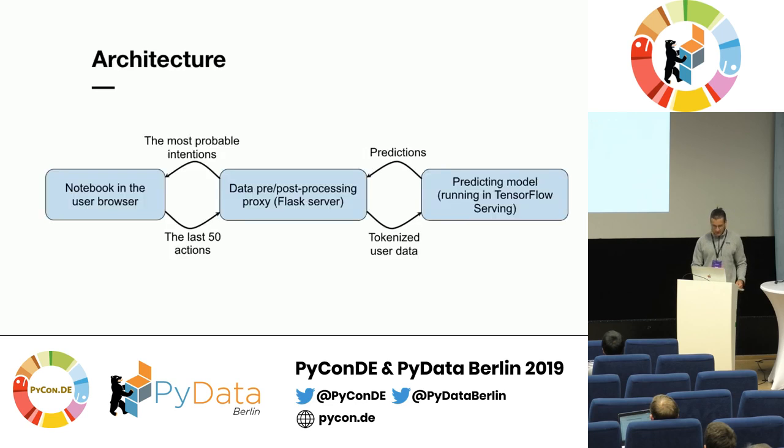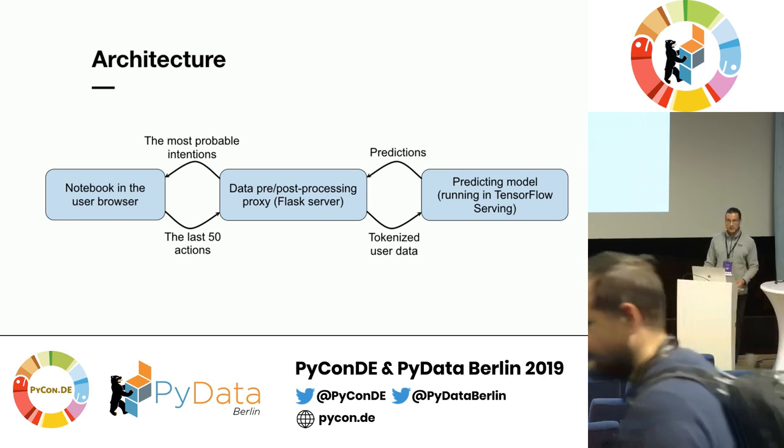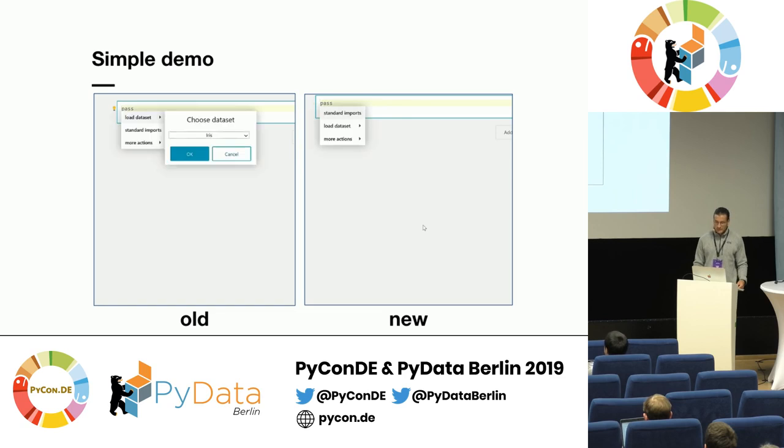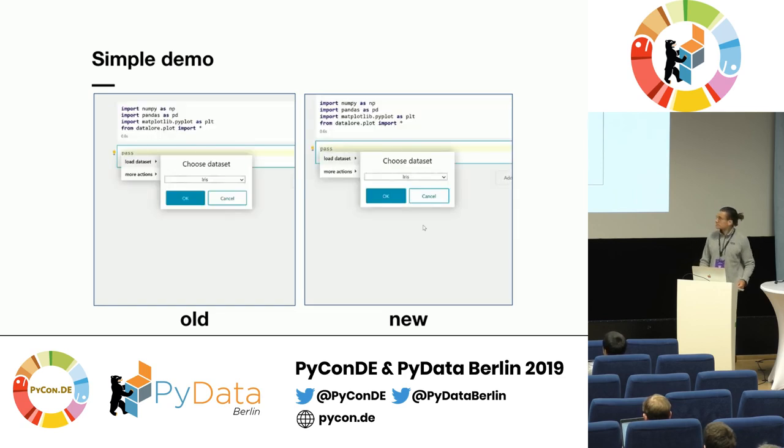So I can show you the scheme, which better represents the idea of the architecture. It's like a two-way model where we take actions from the user's notebook, tokenize this data, and then make predictions using LSTM. And at the final step, we add some probabilities to get the final list with the top ranked intentions. And the next slide shows the simple demo of our model.